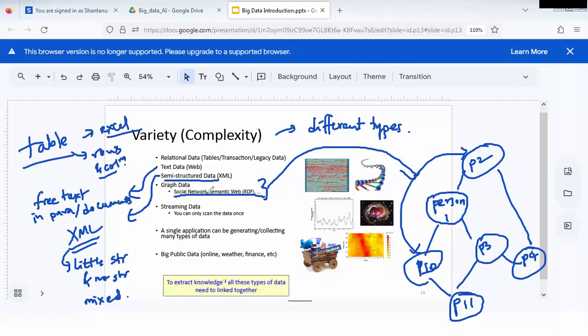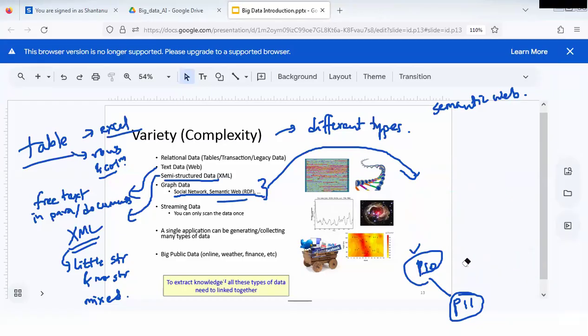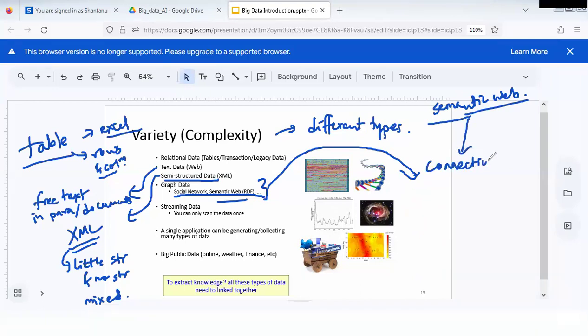Especially we are talking about social media. Also there is something known as the semantic web. Semantic web data means, think about meaning, word meanings, basically. Semantic web is talking about the meaning of terms, and the connection between terms based on their meaning.